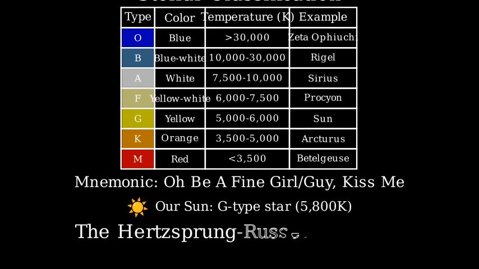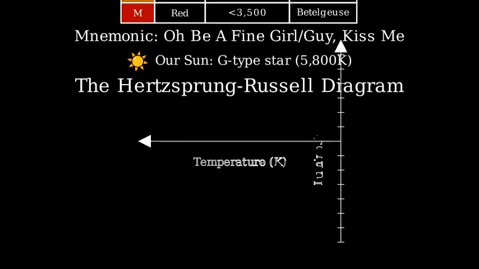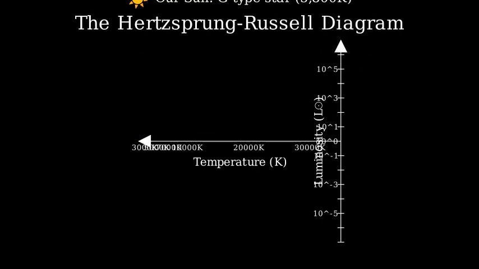One of the most important tools astronomers use to understand stars is the Hertzsprung-Russell diagram, or HR diagram. This diagram plots stars based on their luminosity or brightness and their temperature. Most stars fall along the main sequence, which runs from hot, bright stars in the upper left to cool, dim stars in the lower right.